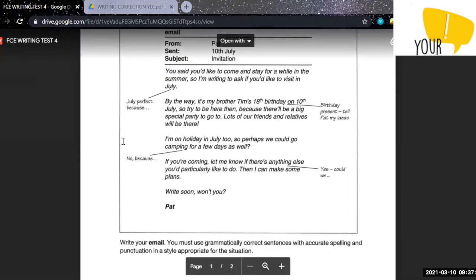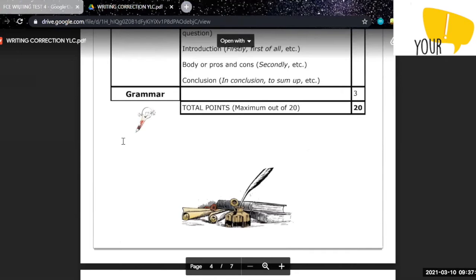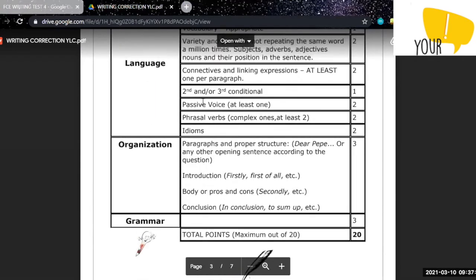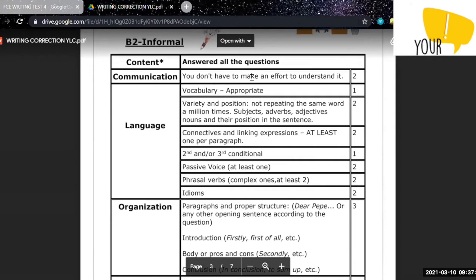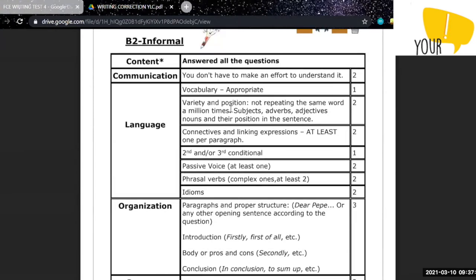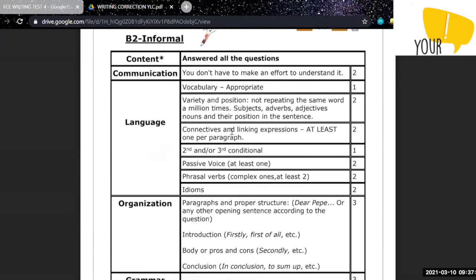And then I'll just quickly show you this is the mark scheme. Okay, so you get points for communication, how clear it is, if you have to make an effort to understand it, how appropriate your vocabulary is, and also the variety and positioning of your vocab. So if you're repeating the same word a lot, that's not great. And we need to have lots of different synonyms for things too. And word positioning is very important because that can affect the understanding.